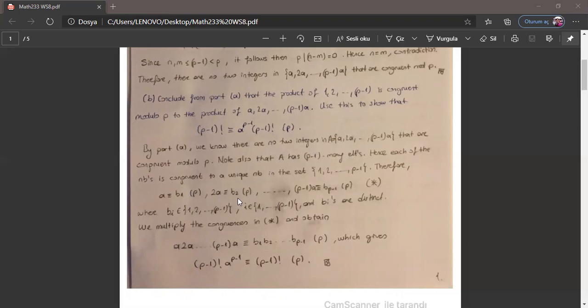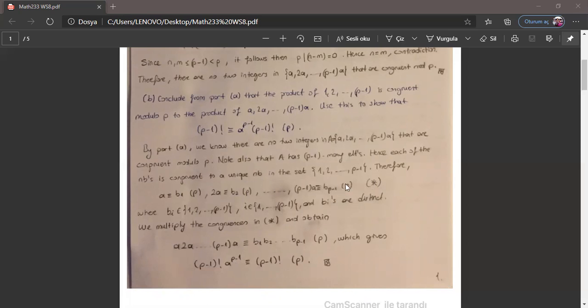Now this b1, b2, up to b p minus 1 should be in this set, as we said before, and they should be distinct. They are not sets, sorry. They should be distinct, as we said, uniquely. So what does it say? Now we rewrite these congruences.